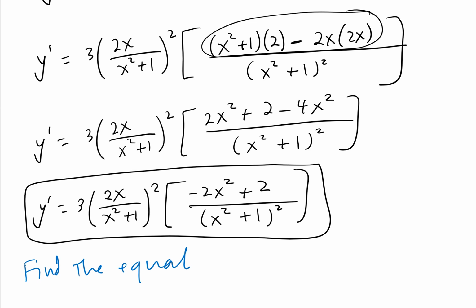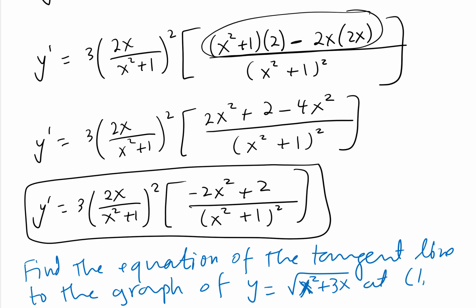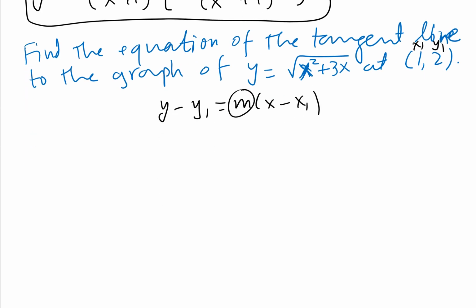So I'm going to write down the last example here. Find the equation of the tangent line to the graph of y equals the square root of x squared plus 3x at the point 1 comma 2. So to do so, we use y minus y1 equals m times x minus x1. So we do have x1 and y1. We just need to find the slope. How do you find the slope?